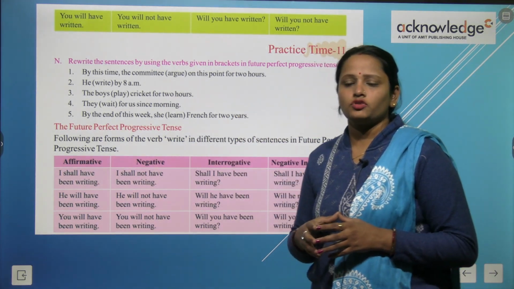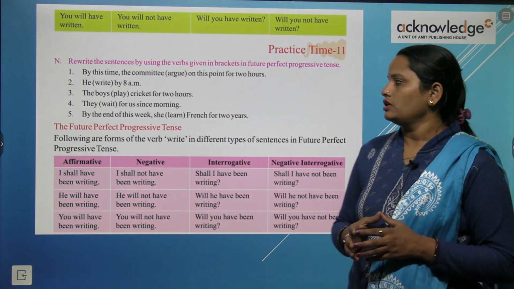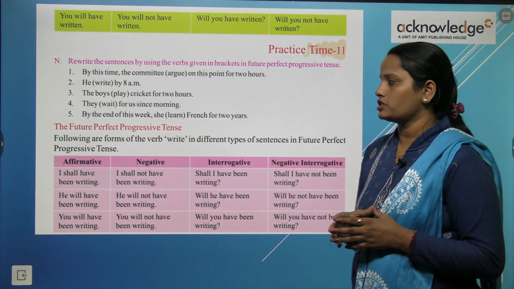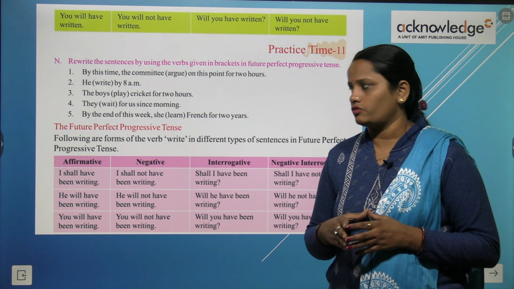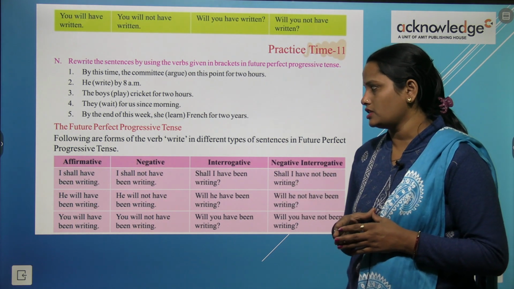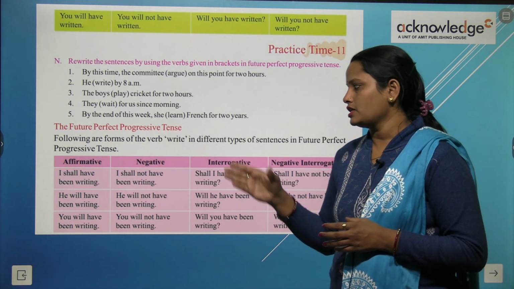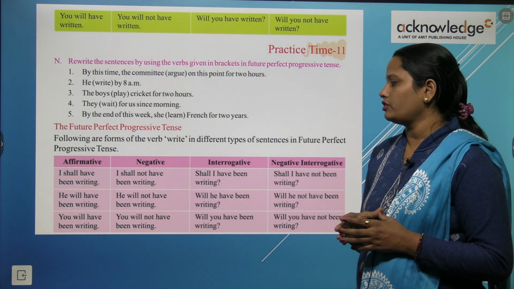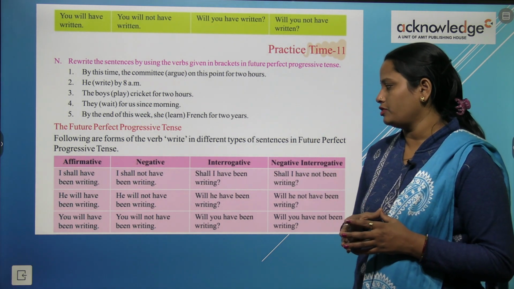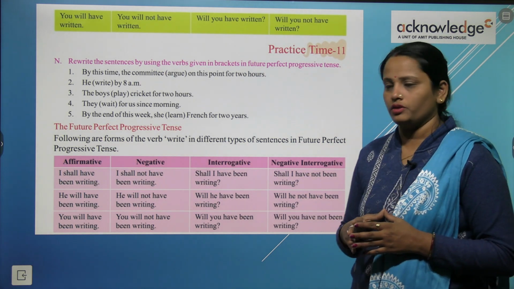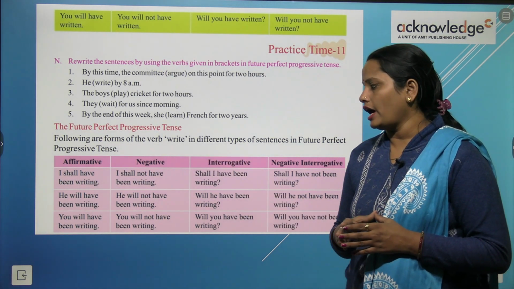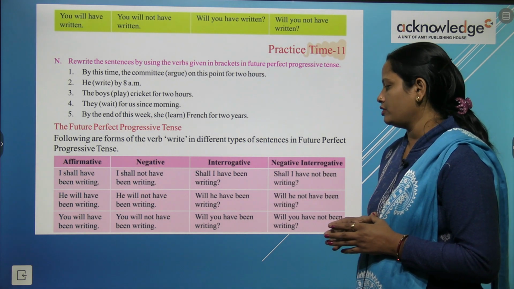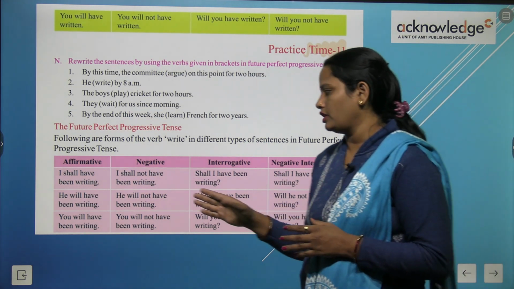Now let's come to the future perfect progressive tense. So future perfect progressive tense क्या है? The following are the forms of verbs of the future perfect progressive tense. I shall have been writing. I shall not have been writing. Shall I have been writing or shall I not have been writing? He will have been writing. He will not have been writing. Will he have been writing? Will he not have been writing?